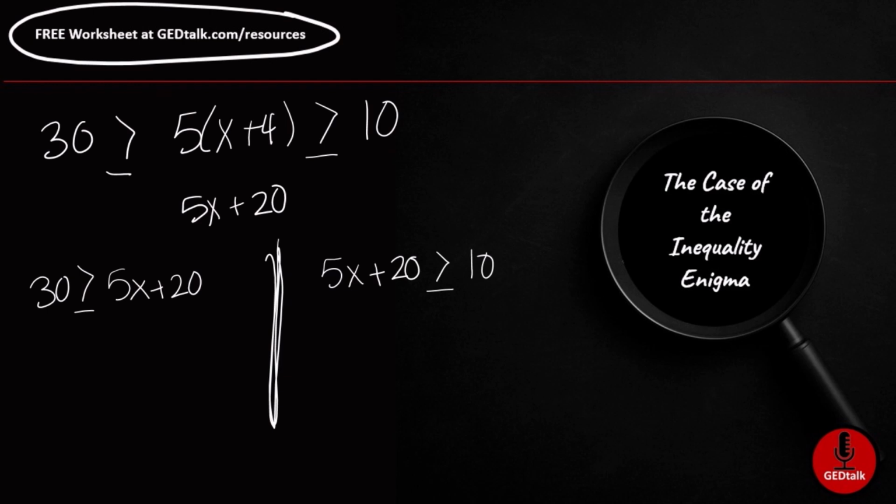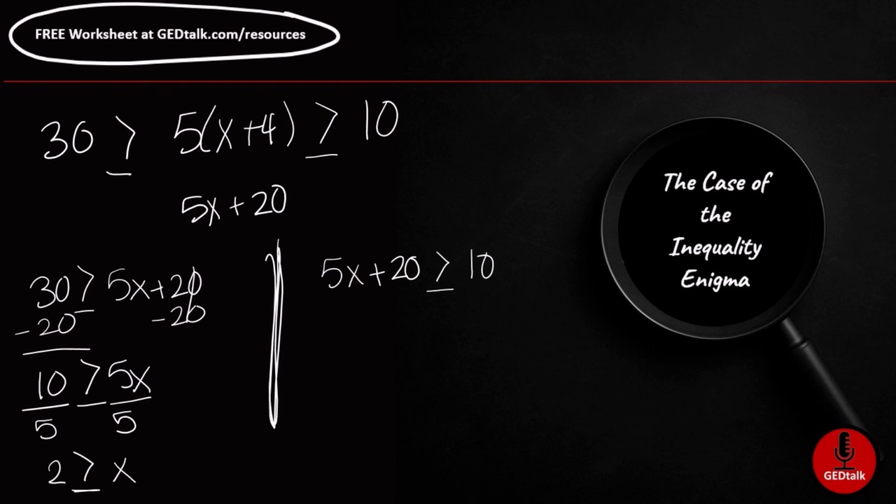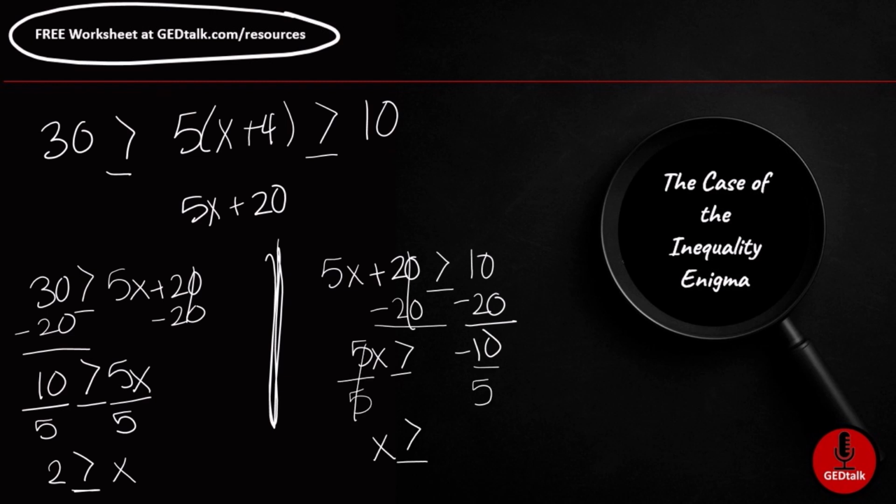So let's go back to the left side of the equation and let's solve for x. Let's subtract 20 on both sides. Divide by 5. So we have 2 is greater than or equal to x. Go to the right and solve for the other half of the compound. Minus 20. 10 minus 20 will give us negative 10. 5x is greater than or equal to negative 10. Divide by 5. Negative 10 divided by 5 will give me negative 2. So the answer for this problem is 2 is greater than or equal to x, which is greater than or equal to negative 2.